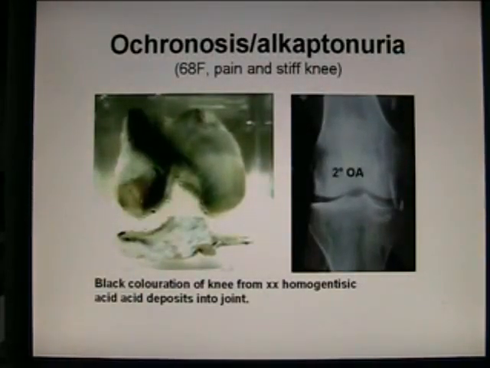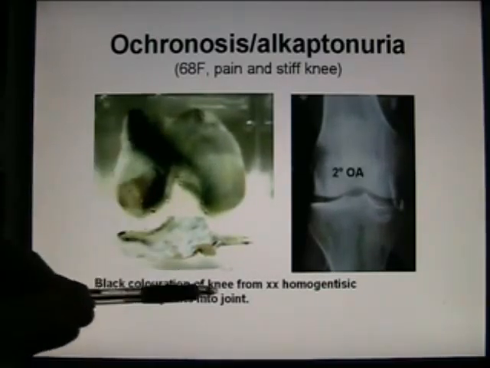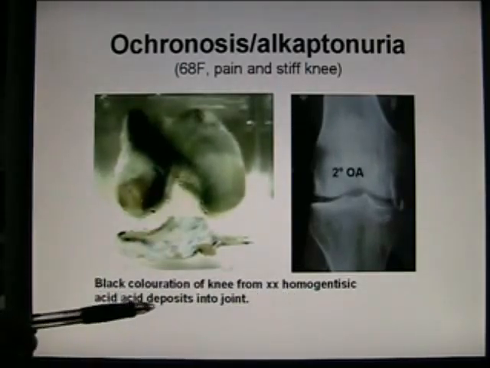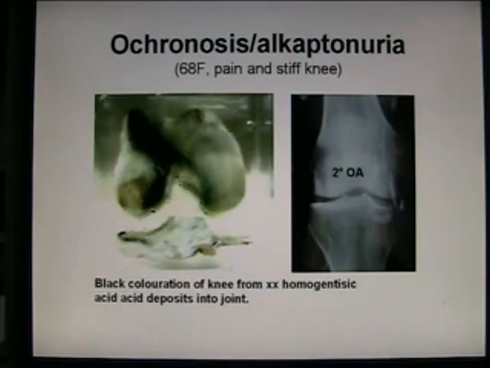And here's one for the gold medal winner in the class. Black pigmentation on the articular cartilage wears quickly from secondary OA. It's from deposition of homogentisic acid crystals into the joint. Ochronosis, alkaptonuria.